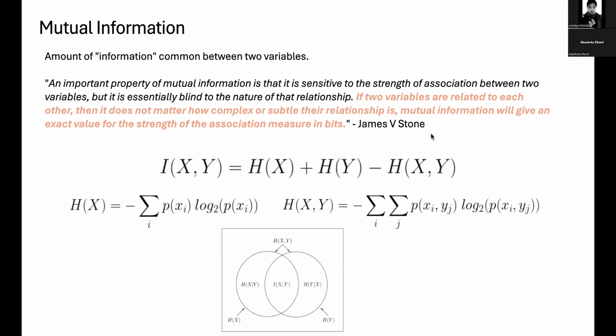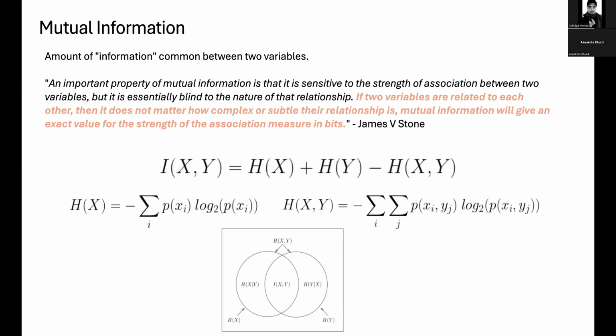This is a line from the information theory book by James V. Stone. This basically means that there is no restriction on the required nature of the relationship between two variables for its strength to be effectively captured by mutual information, which is the biggest advantage of this metric.